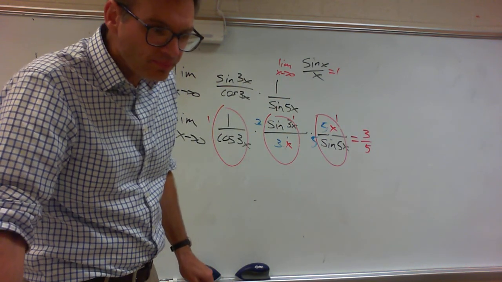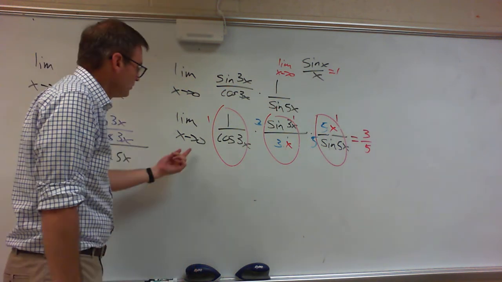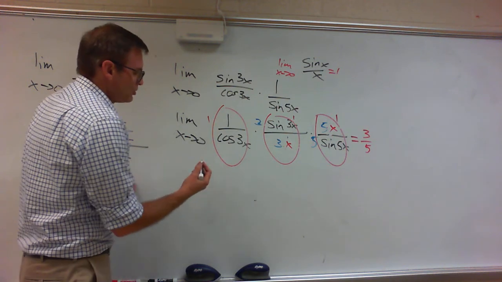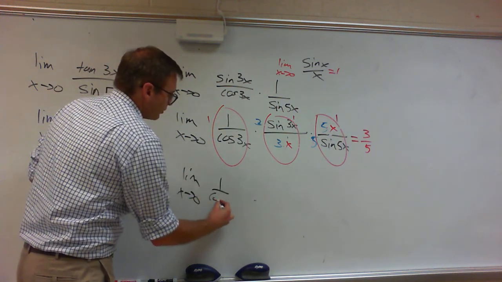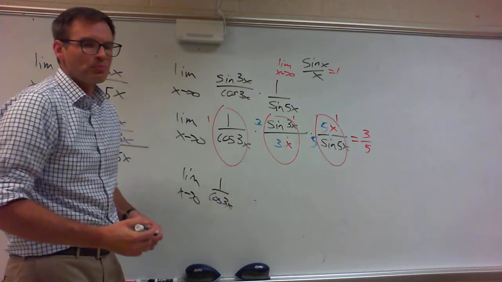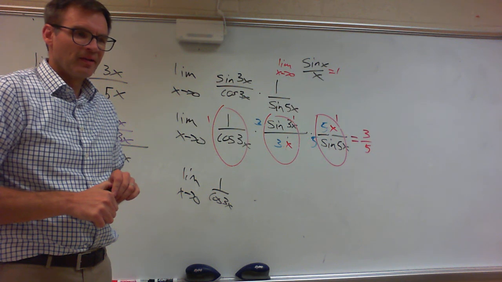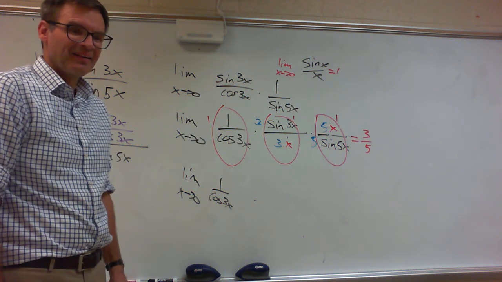Can you explain the part was 1 over cosine 3x? All right. Well, here, let's just say I gave you the problem. But what if I just gave you the limit as x goes to 0 of 1 over cosine of 3x? How would you compute that? Just plug 0. Oh, cosine of that is 1. My bad.